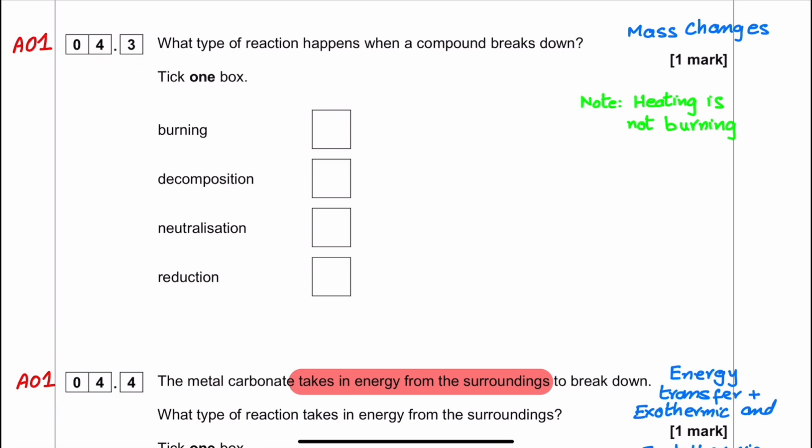4.3. What type of reaction happens when a compound breaks down? It is an AO1 question. The heating process takes place and the compound breaks into 2 substances, metal oxide and the gas carbon dioxide. This topic is from change in mass.